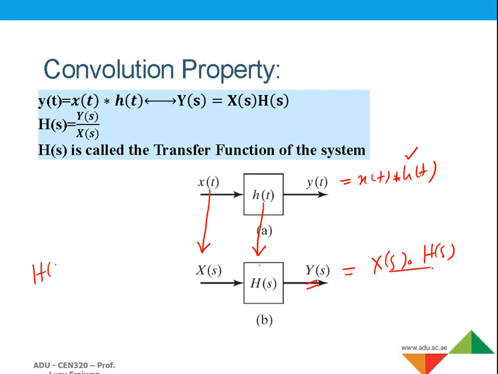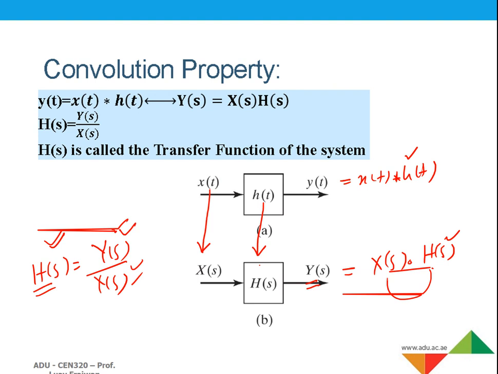Or if you want to calculate H of s, it will be the output divided by the input, which is the transfer function. We calculated the transfer function in the Fourier transform, the same concept, but now it is in the Laplace domain. The output over the input is the transfer function of the system. So if you know the transfer function, you can calculate the output response for any kind of input, by just multiplying with the Laplace transform of the input.